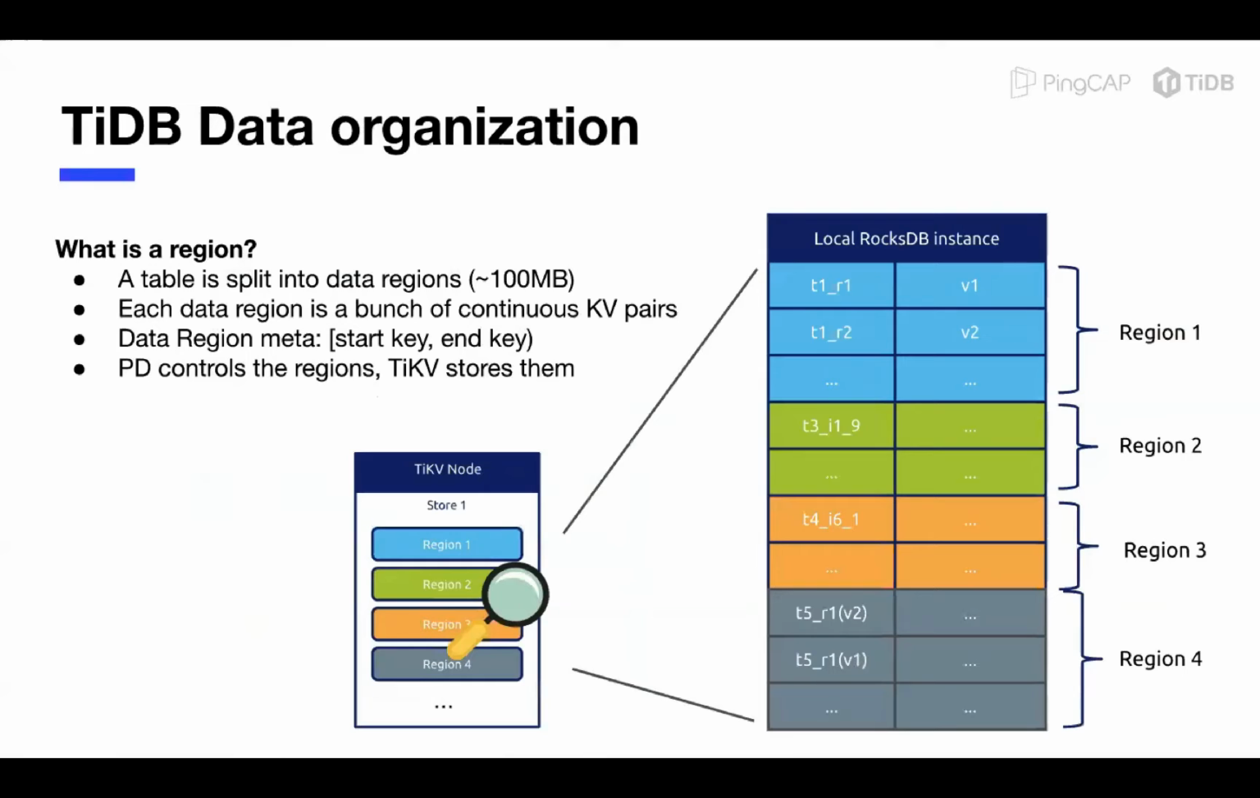And a bit about the regions. TiDB splits all tables, indexes, everything into data regions of around 100 megabytes. That's how it tries to balance. And it can also split or merge these data regions depending on load or size.